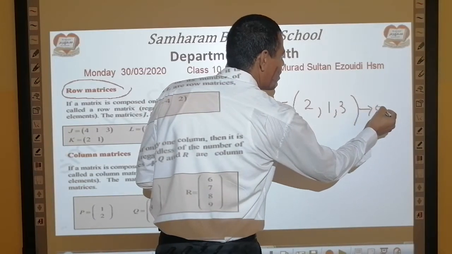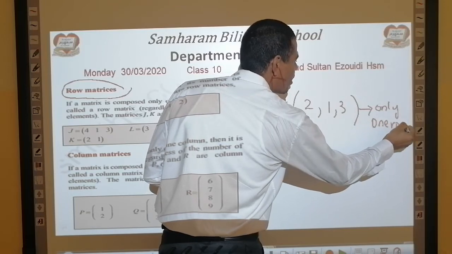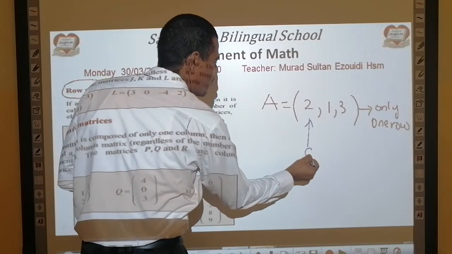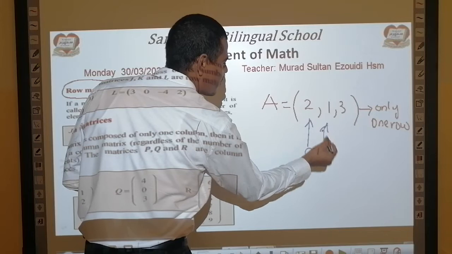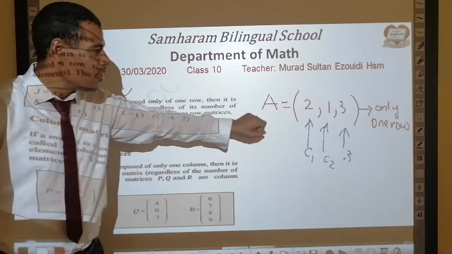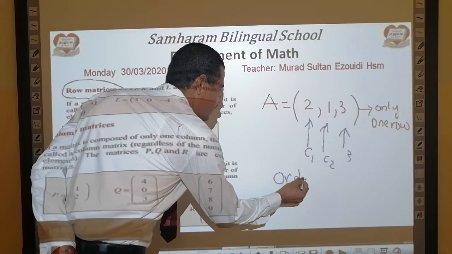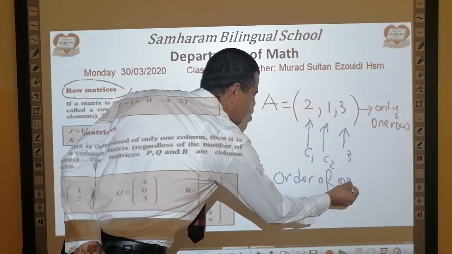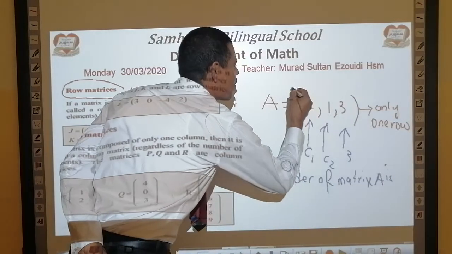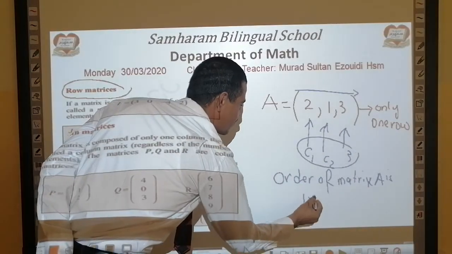It consists of only one row. And how many columns, my kids? You can see that: three columns. This is C1, this is C2, and the last one is C3. So the order of this matrix A is 1 multiplied by 3. The order of matrix A is 1 row multiplied by the number of columns, which is 1 multiplied by 3.